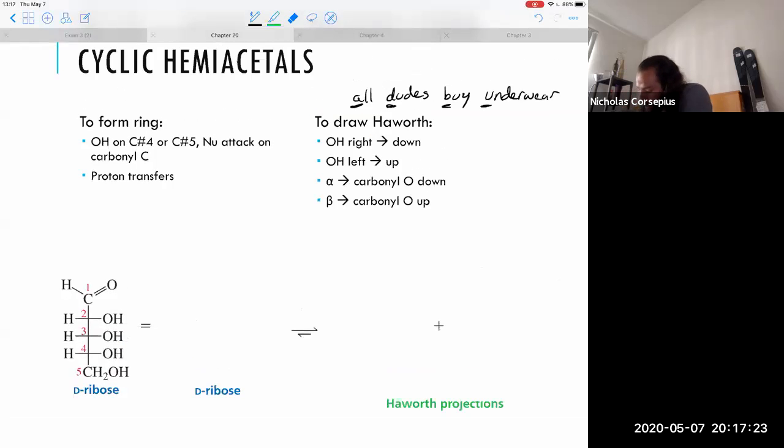Now here for ribose, instead of a 6-carbon ring, we have a 5-carbon ring. And so what we're going to see is a similar sort of cyclization, except instead of forming a 6-membered ring, we'll only form a 5-membered ring. All right, and in this case, it's going to be carbon 4.